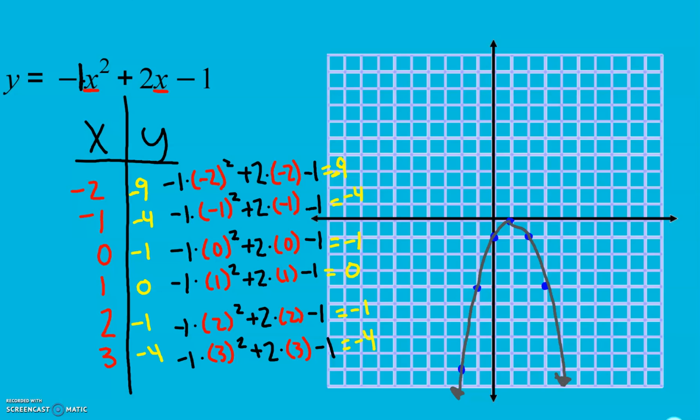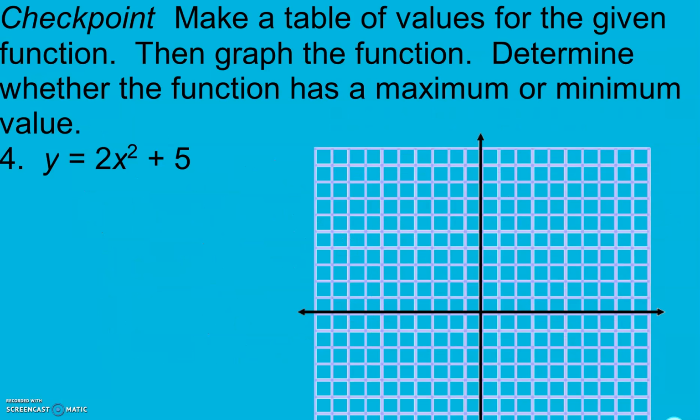Now it wants to know whether we have a minimum or a maximum. Well, this point right here is our highest point. So we have a maximum, which we know because it was negative, so we were going to have a sad face parabola. The value there would be y equals 0. So the maximum value is y equals 0. And it happens at that point, which we call the vertex. Feel free to pause here and give this a try. Make a table of values for the given function. Then graph the function. Determine whether the function has a maximum or minimum value.